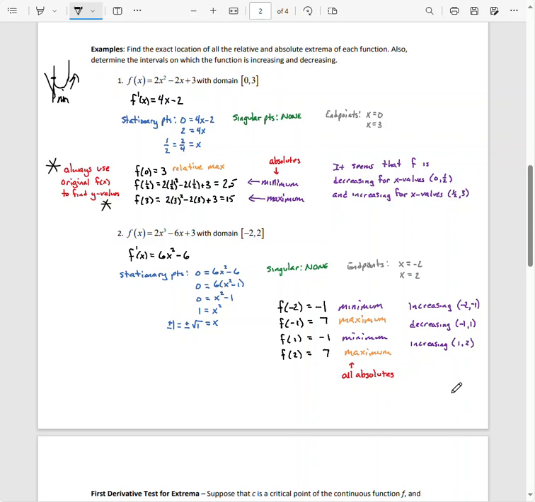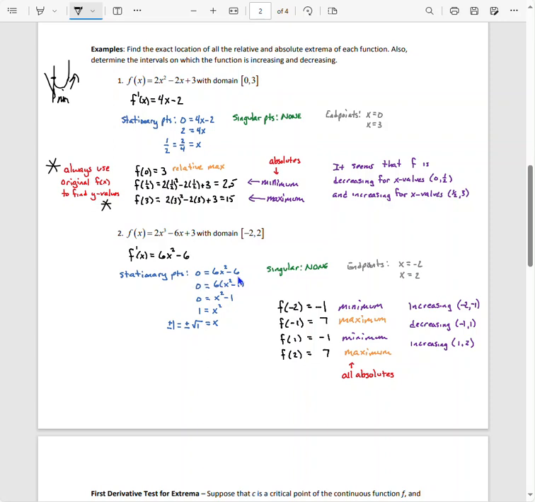All right, number 2. F of x equals 2x cubed minus 6x plus 3 with the domain from -2 to 2. My first step, always when I'm looking for critical points, I find the derivative first. My derivative will be 6x squared minus 6 plus 0. So 6x squared minus 6 is my derivative. Set it equal to 0 to find stationary points.